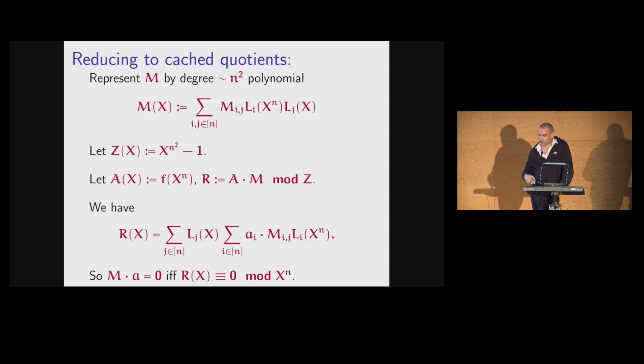Right, so like I said, m times a. But we can get rid of this Li of x to the n. If we mod it out by x to the n, this Li of x to the n would become a constant, just a constant 1 over n. So we have that m times a is 0 if and only if this r is 0 mod x to the n.